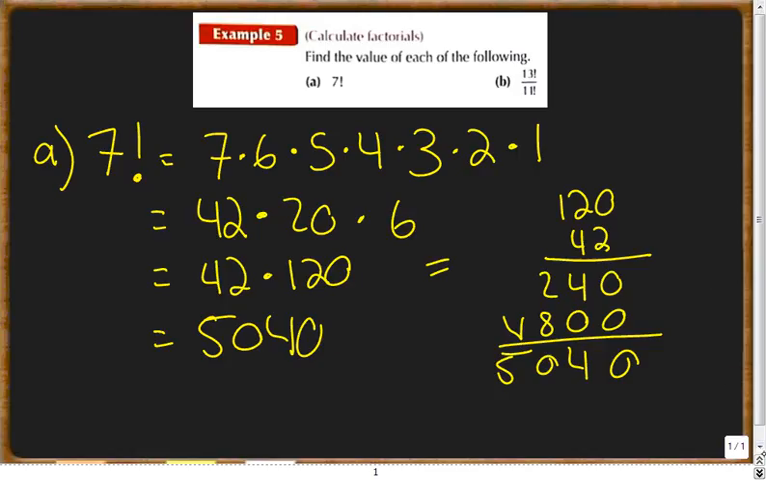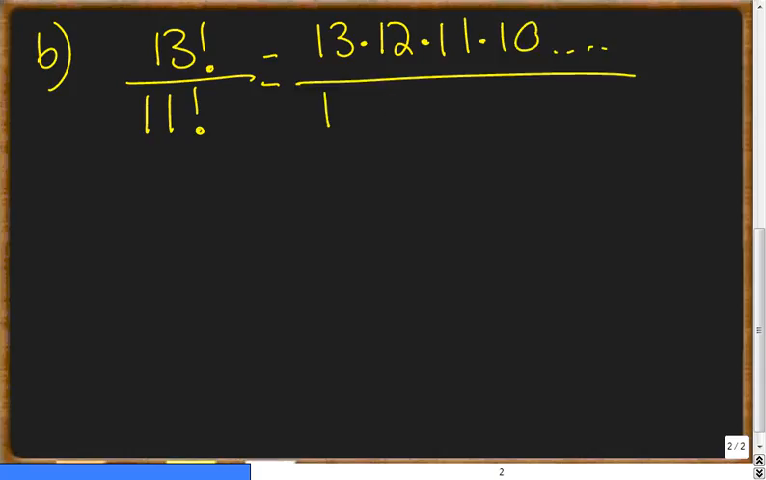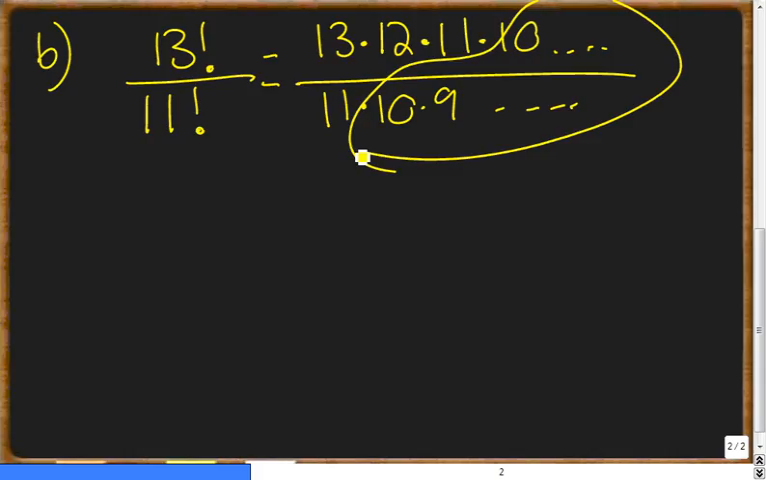Now, B says, what about 13 factorial over 11 factorial? Now, here's something that's nice. Now that we're dividing by one of them, factorials, because they descend until they get down to 1, are going to repeat a lot of the same numbers. 13 factorial is 13 times 12 times 11 times 10, and so on. And 11 factorial is 11 times 10 times 9, etc. They're going to repeat themselves, so you're going to have large chunks of one in the other.